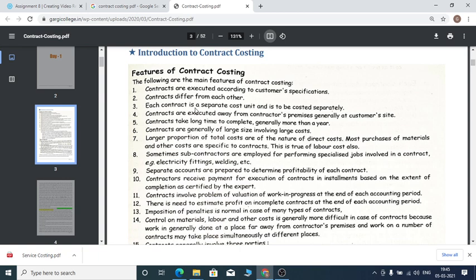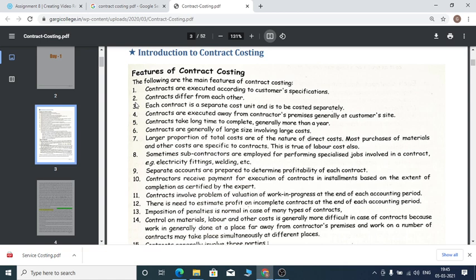First of all, we will discuss the main features of contract costing. First, a contract is usually executed as per the requirement of customers. A customer approaches you and gives an order to construct a specific building or a specific road. So contract costing is used whenever you have to carry out a construction activity as per the requirement or demand of customers. Second, contracts differ from each other.